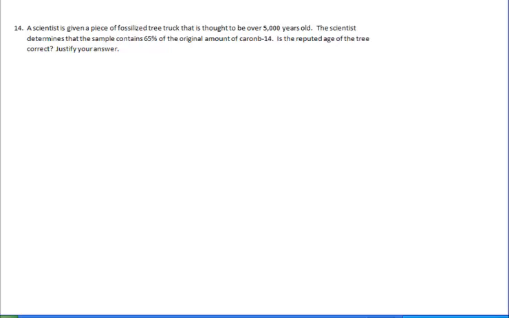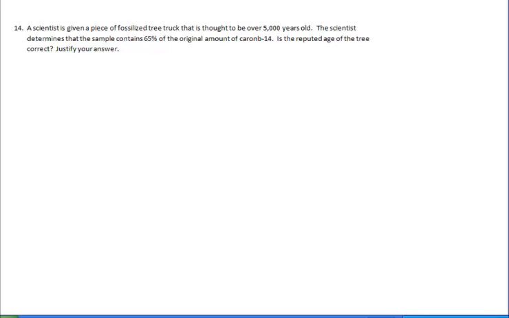Okay, so now we've got a scientist who is given a piece of fossilized tree, that should be trunk, not truck, that is thought to be over 5,000 years old. The scientist determines that the sample contains 65% of the original amount of carbon-14, and we want to determine, is the age of the tree actually going to be larger than 5,000 years old? Is that a good guess?